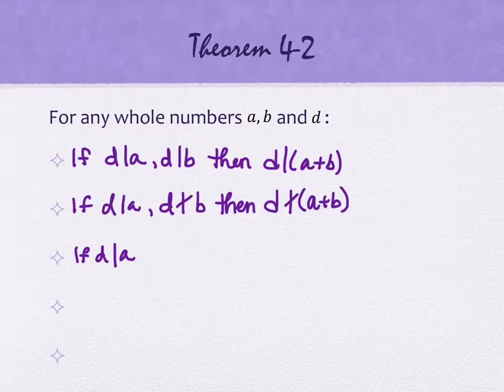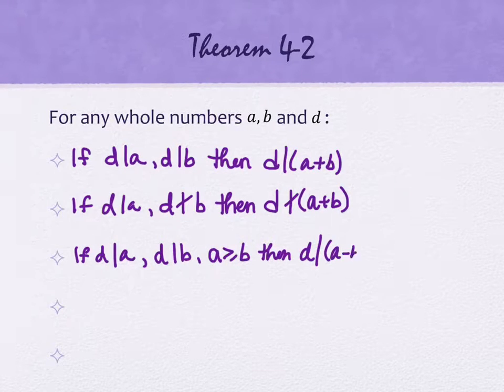Starting out again the same way. If D divides A, but again we're going back to now D divides B. And as long as we have A greater than or equal to B, and I'll talk about that condition in a minute, then D divides A minus B. The subtraction is awfully similar to addition. So it makes sense in some ways that these conditions match the first one and the third one. They seem quite similar. There's only one extra condition to make it true. And does anyone have any idea why that extra condition, A greater than or equal to B, might need to be there?